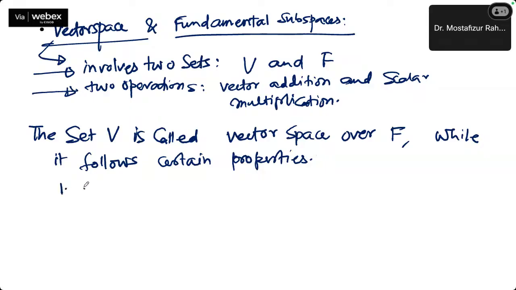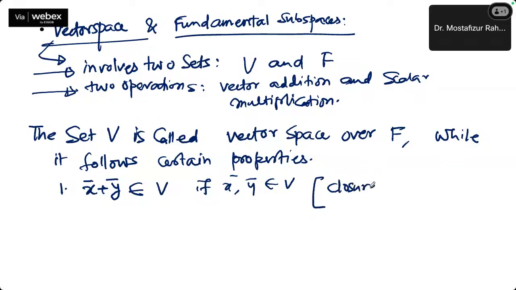First property is that x plus y, if x and y are two vectors, will belong to the set V if x and y individually belong to V. If there are two elements x and y that are part of the set V, and I add these two vectors, the result should also belong to the set V. This particular property is known as the closure property for vector addition.